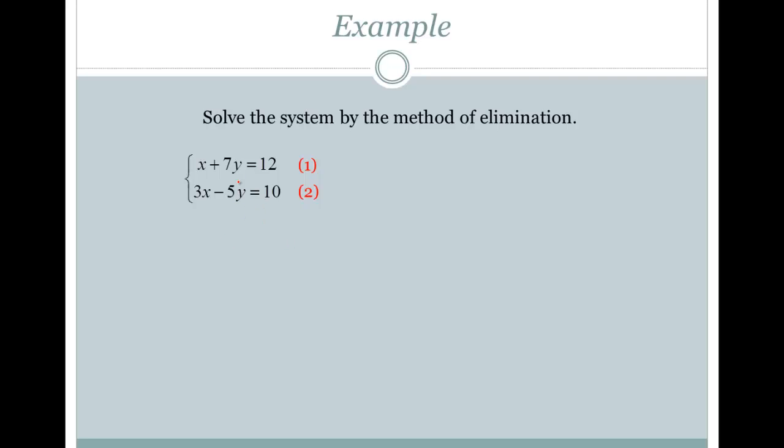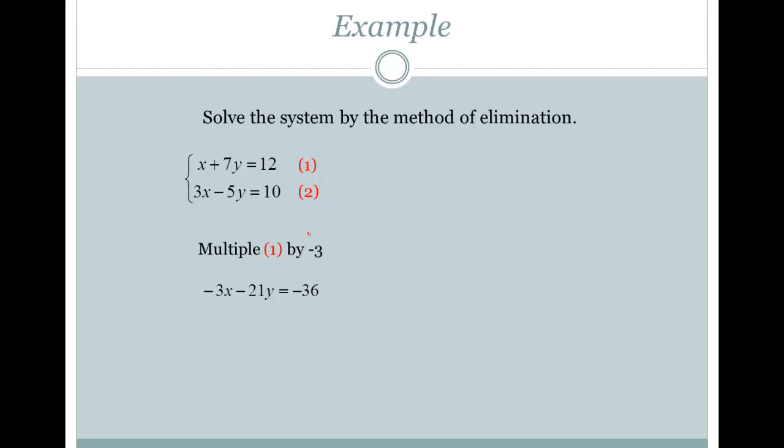My advice here is to look at this first equation. All right, if I multiply the top equation by negative 3, then the coefficients for x will differ only by sign. Okay, so I'd only have to multiply the first one by negative 3. If I do that, this is what I get: negative 3x minus 21y equals negative 36.